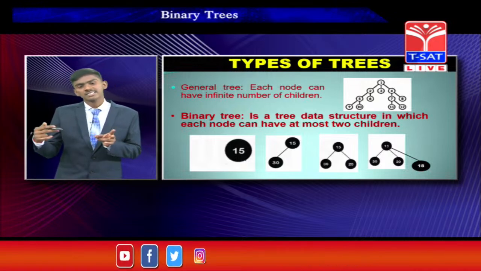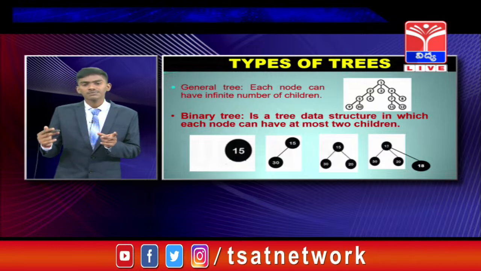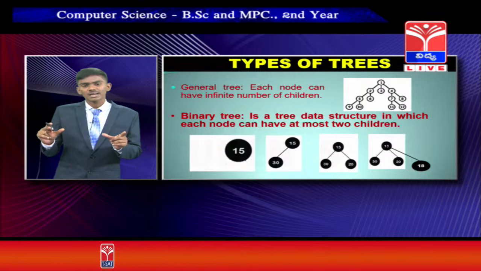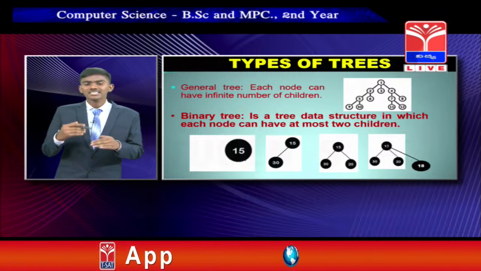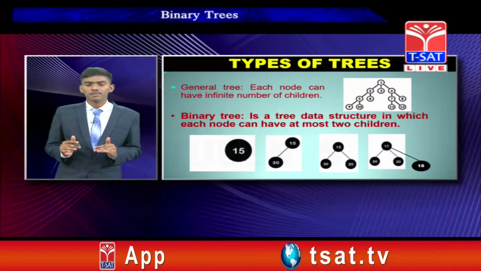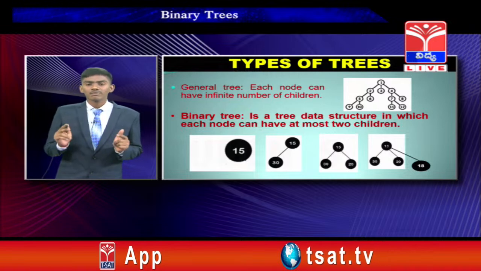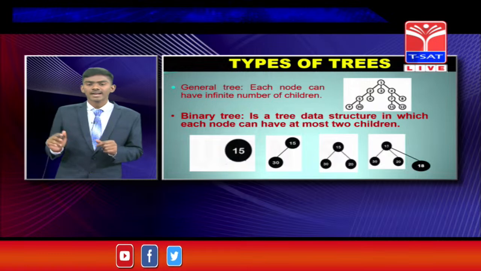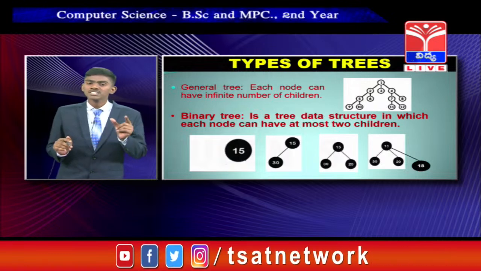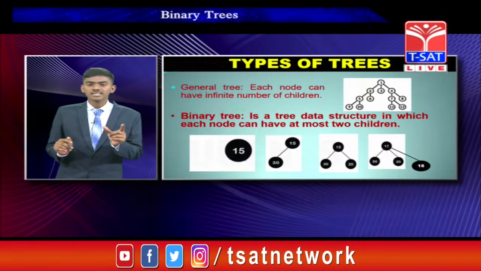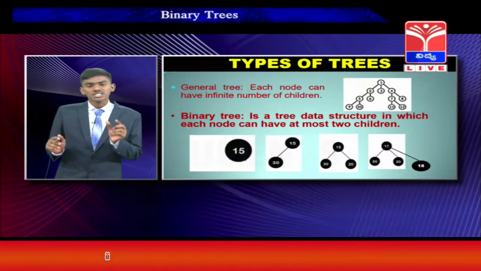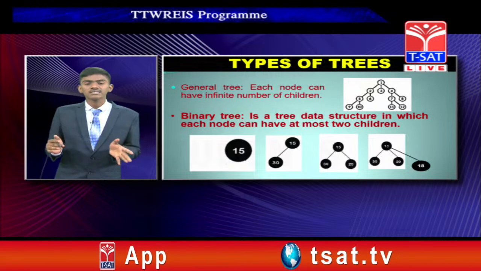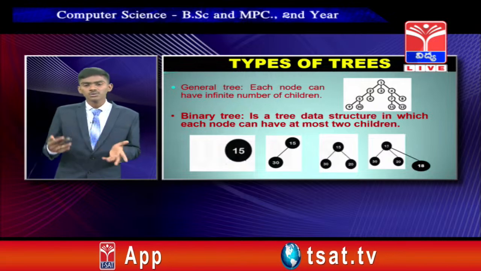And see the next example tree, that is 15, 30. Here in this tree, 15 is the root node, and 30 is a child node of root node 15. This is a binary tree. Why? Because this root node 15 contains only one child. So from the definition of a binary tree, a binary tree is a tree that contains either 0 children, 1 child, or 2 children, but never more than 2 children.